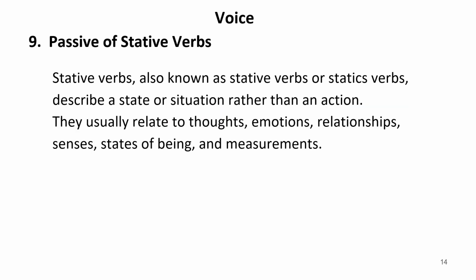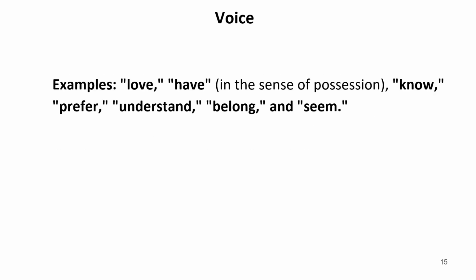Now let us see some stative verbs. Now stative verbs are those which cannot be in continuous form. For example, stative verbs describe a state or situation rather than an action. They usually relate to thoughts, emotions, relationships, senses, states of being, and measurements. For example, love, have in the sense of possession, know, prefer, understand, belong, seem, etc. So these are several verbs which are stative.